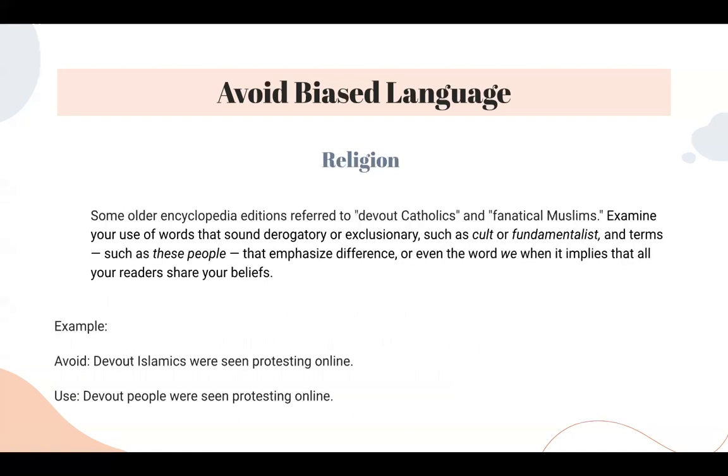Religion. Some encyclopedia editions refer to devout Catholics and fanatical Muslims. Examine your use of words that sound derogatory or exclusionary, such as cult or fundamentalist, in terms such as these people that emphasize difference, or even the word we when it implies that all your readers share your beliefs. For example, avoid: devout Islamics were seen protesting online. Use: devout people were seen protesting online.